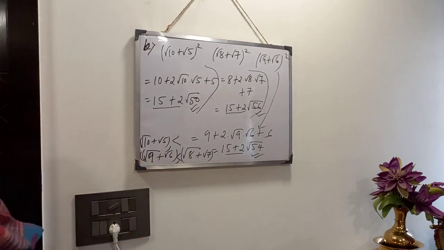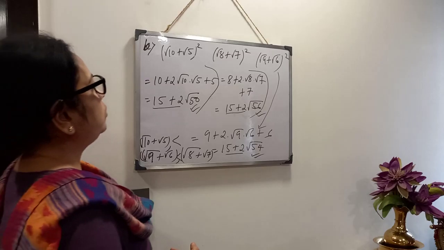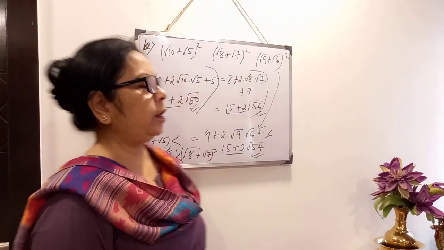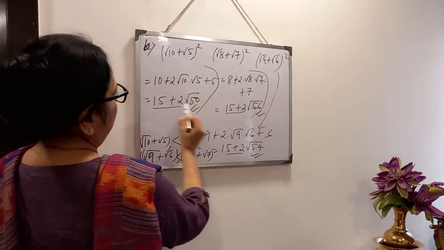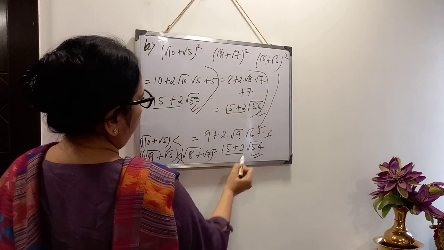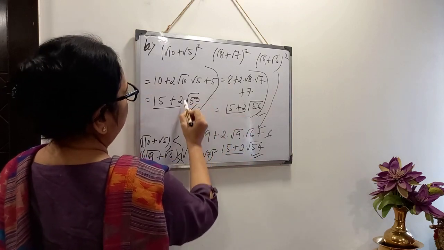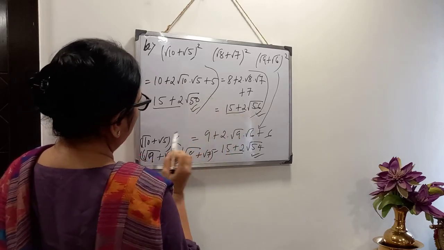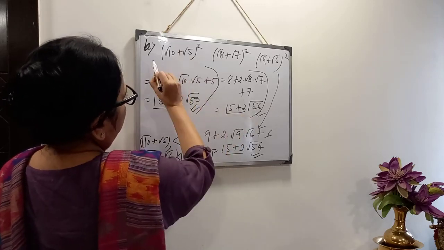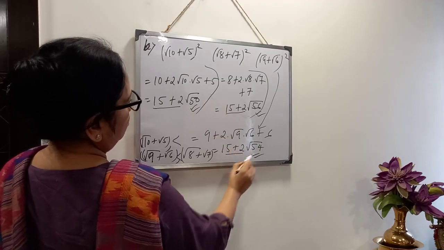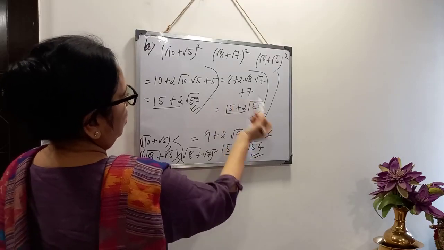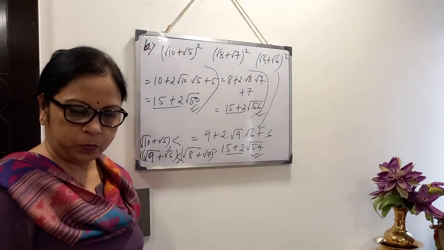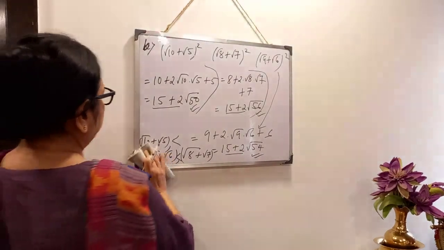Clear? So to compare these, first we have to square. Then you will see after this it will come the same. Then you have to compare by seeing this part. Which one is the smallest? 50 is the smallest, so this is the smallest number. Then 54 is the second position, and this will be the last position. Clear? Then next one.